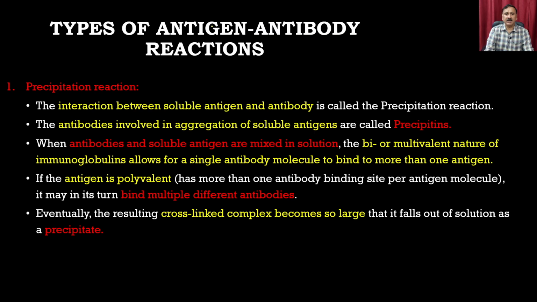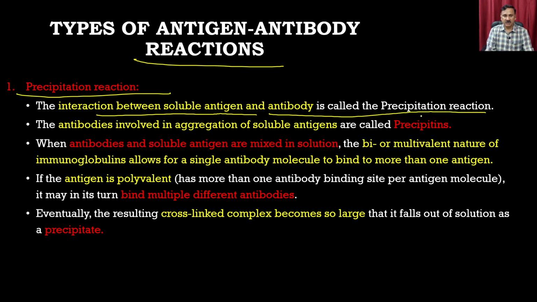Now, based on the antigen-antibody interactions, people have developed different types of immunological reactions, right? So, the first reaction is the precipitation reaction, where you can use the antibody to precipitate the antigens, right? So, the interaction between the soluble antigen and the antibody is called the precipitation reaction.